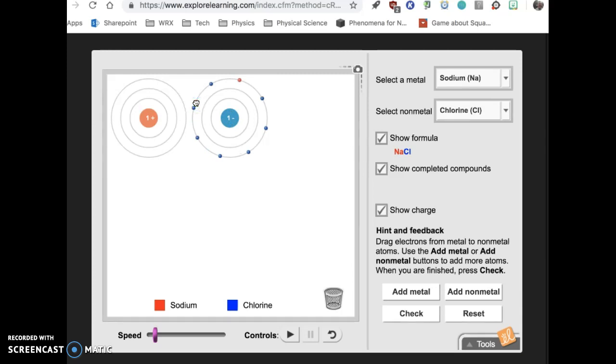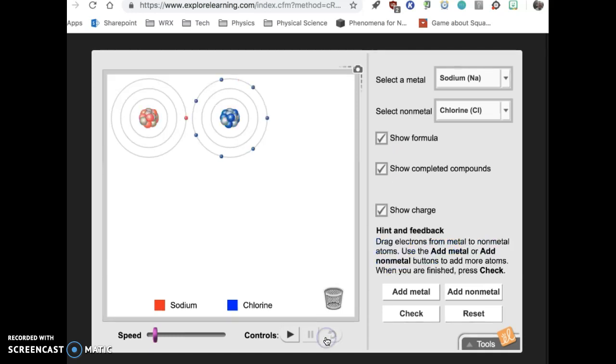So you can see that I dragged that electron from the sodium atom over to the chlorine atom, and now it's showing me those ionic charges, those oxidation numbers we've been talking about. And I can then check my compound, right? It's going to show me my completed compound. It says, good job, all atoms are stable. We have completed one compound, right? And we know that sodium and chlorine are going to bond in a one-to-one ratio. We've talked about that plenty of times now.